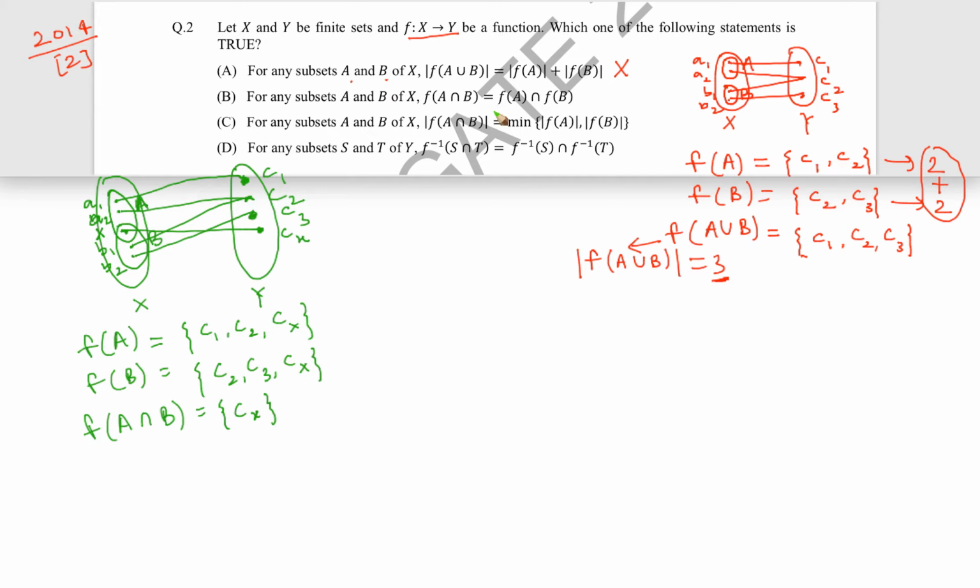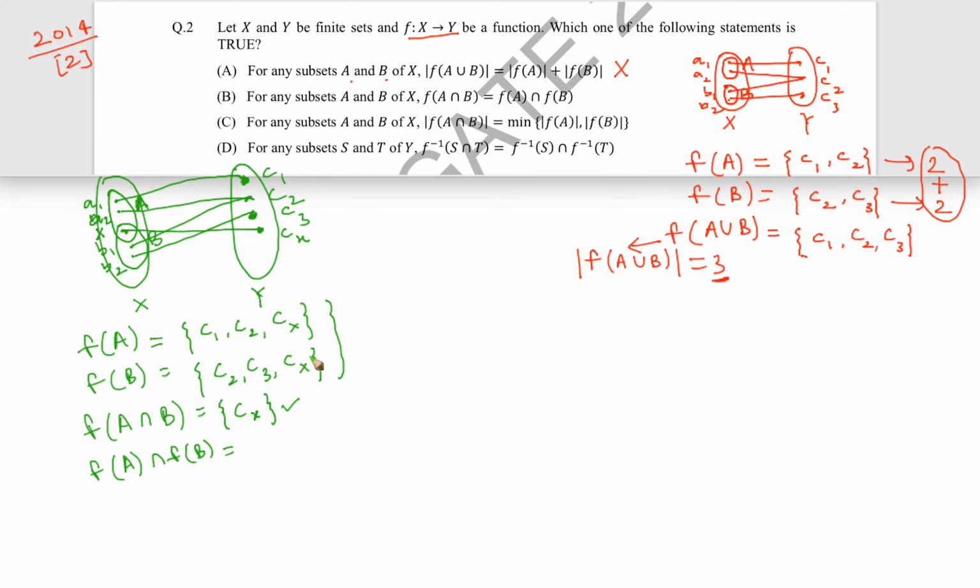Okay, and now let's see this equation. They are saying that f of A intersection B is equal to Fa intersection Fb. So f of A intersection B, we have found that this is this. So this is the left hand side. The right hand side, they are saying that Fa intersection Fb. So in this case, what is Fa intersection Fb? What is that value?